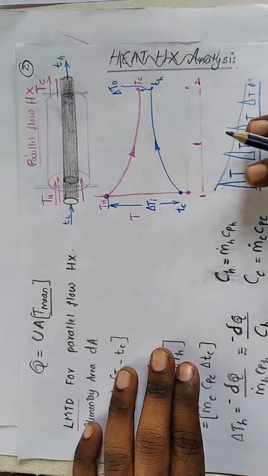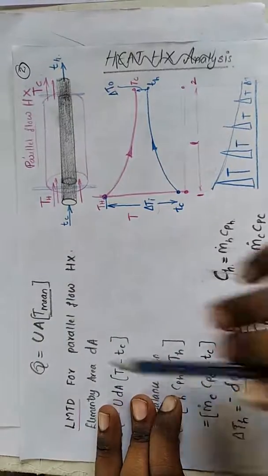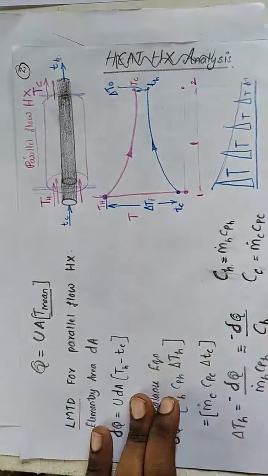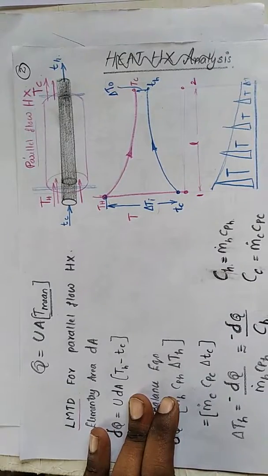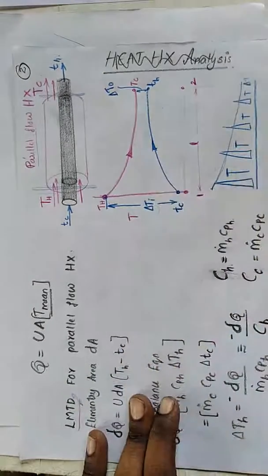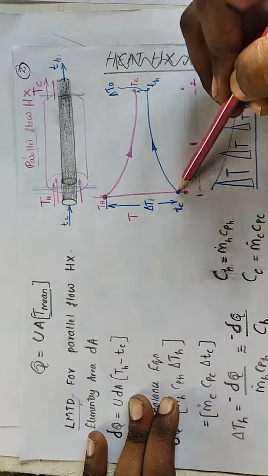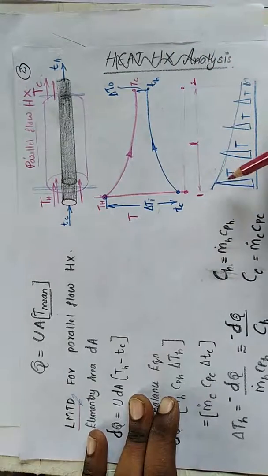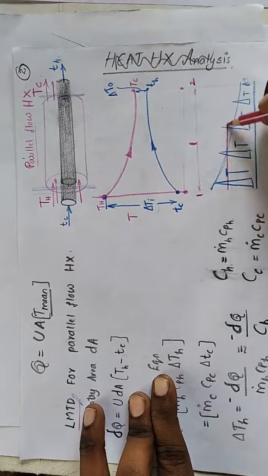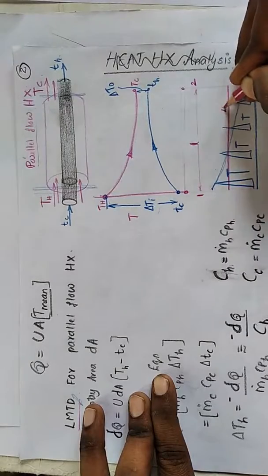But for our analysis, we need a mean temperature difference. For that purpose, we go for the logarithmic mean temperature difference formula. After calculating this logarithmic mean temperature difference, we will get a mean temperature difference between the hot fluid and cold fluid at a particular area. After calculating this, our LMTD temperature will be like so. This is our LMTD.